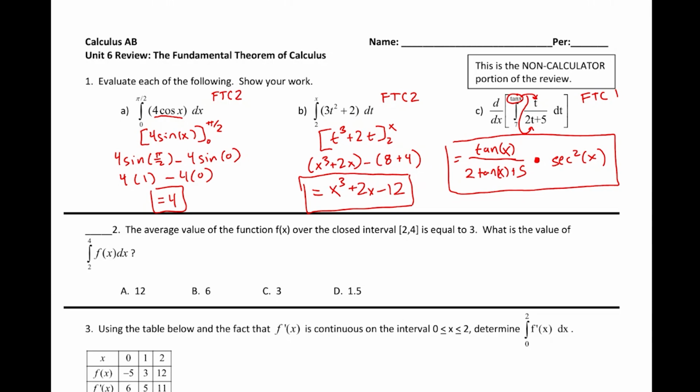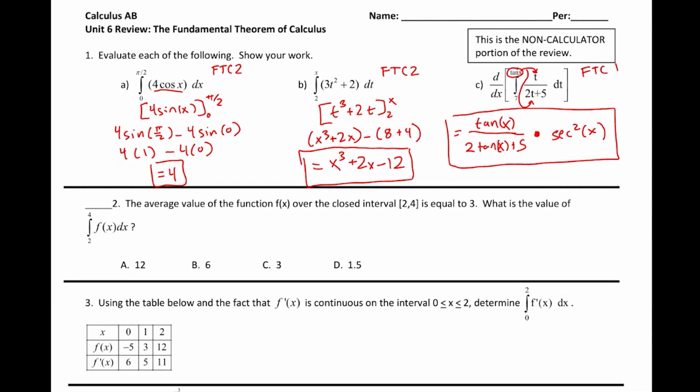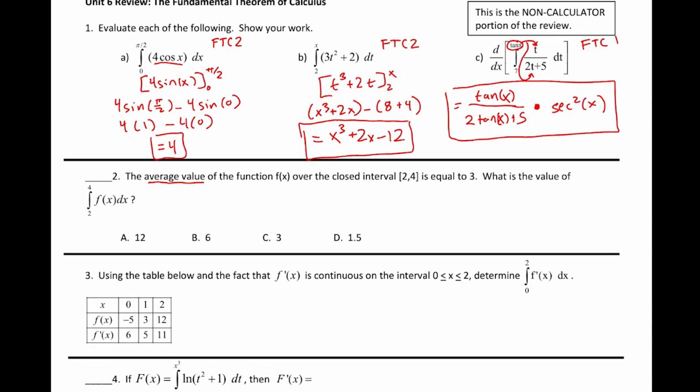Okay, so there's number one. Number two says the average value, we've got a formula for that, of the function f of x over the closed interval 2 to 4 is equal to 3. What's the value of the integral from 2 to 4, f of x dx?